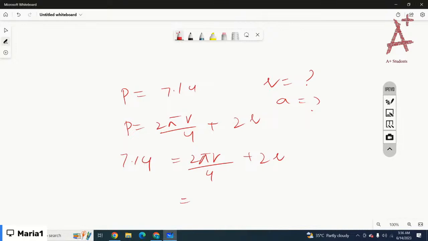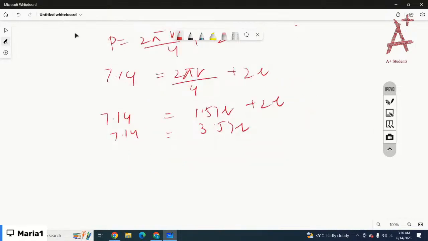Okay, let's just solve 2 pi divided by 4. Got it? 2 pi is 2 times 3.14, 6.28 divided by 4. So it would be 1.57 r plus 2r. Got it? You can simply add them. So 2 plus 1.57 is 3.57 r. It would be 7.14 equals 3.57 r. You have to calculate the value of r only, so you have to divide both sides by 3.57.